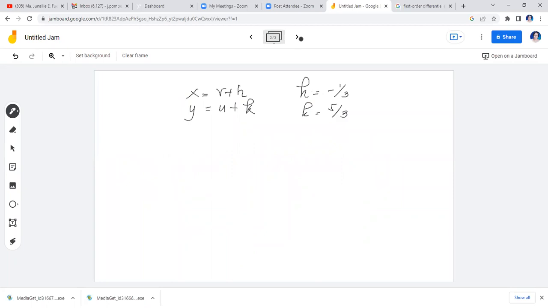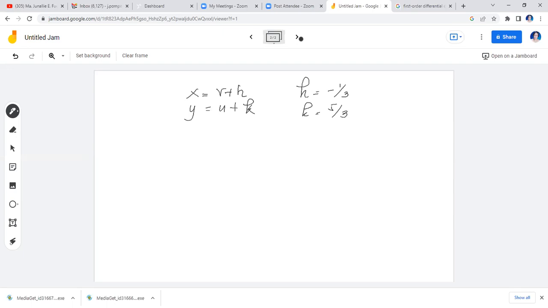5/3. As to the question, is this really the equation that you're going to substitute your coordinates of the points of intersection? The answer is yes. You may just change the letters here, but this is really the equation. The purpose is you will replace the x and y variables that you have in the original differential equation by these new variables v and u.